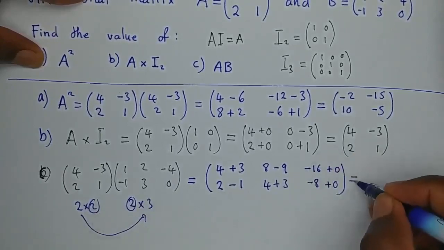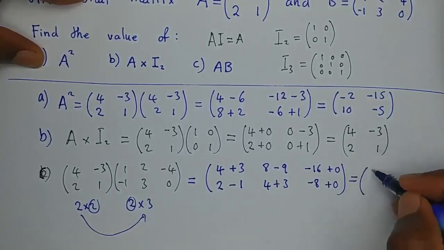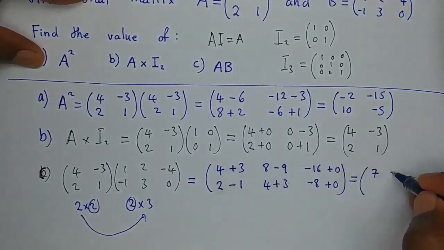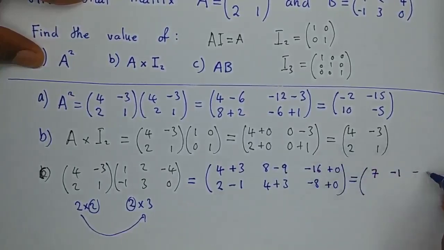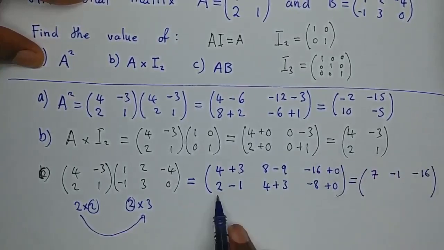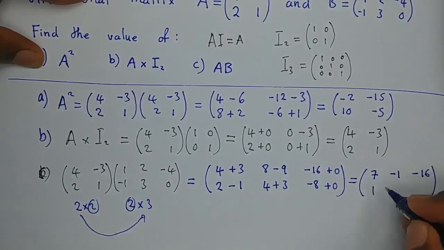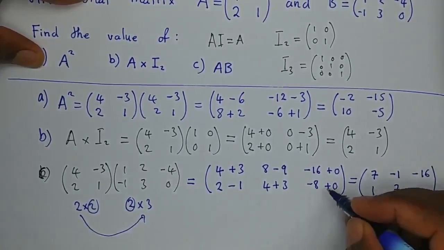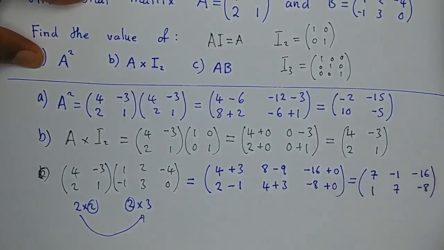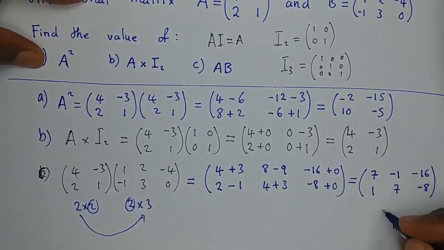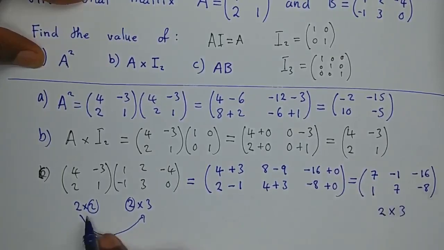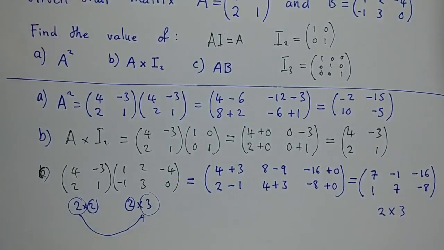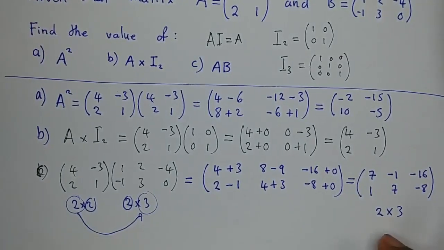So adding these values, what we're going to get will be 7 there. There we'll have negative 1. Here we'll have negative 16. Here what we're going to get is simply 1. Then here we have 7. Then the last part have negative 8. Like that. So of course we can see that the order of this matrix has 2 rows and 3 columns, just like we said from the beginning. So that's it. This is how we multiply matrices.